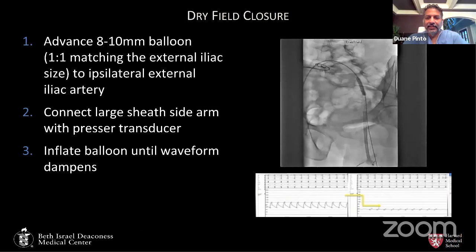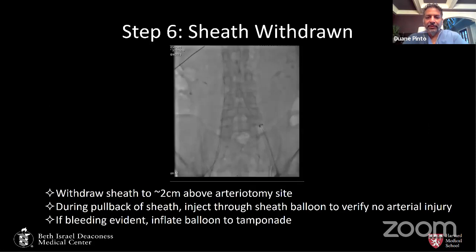And this is an example of inflating the balloon, and with the sidearm connected to the sheath, you'll see that the pressure waveform dampens. So remember, you will advance and pull back sheaths with the dilator in, but when you inflate this balloon, you'll pull the dilator out so that you can transduce pressure. And as the sheath is withdrawn now to about 2 centimeters above the arteriotomy, you can take a picture of the arteriotomy either through the ipsilateral sheath or through the balloon to verify there's no arterial injury.